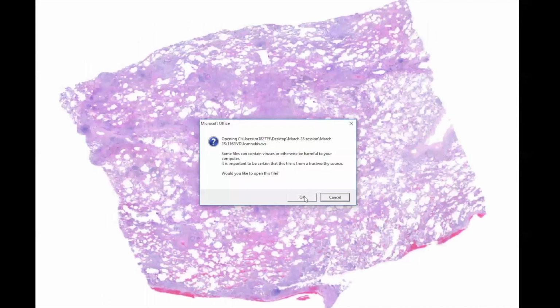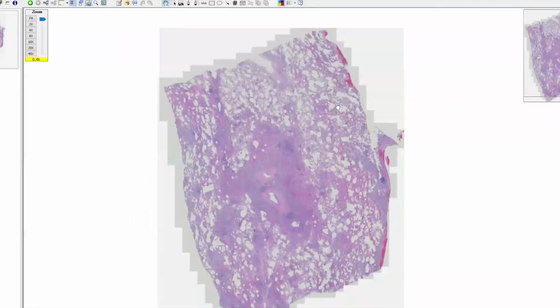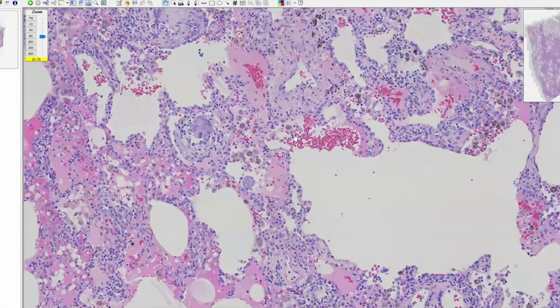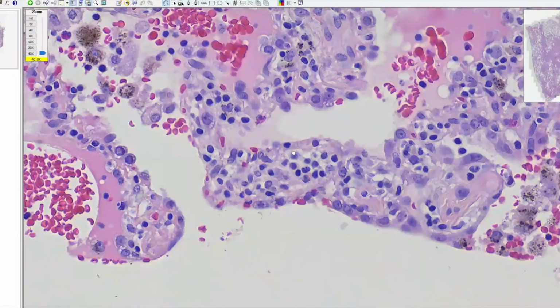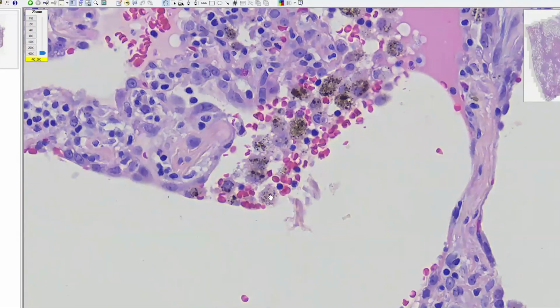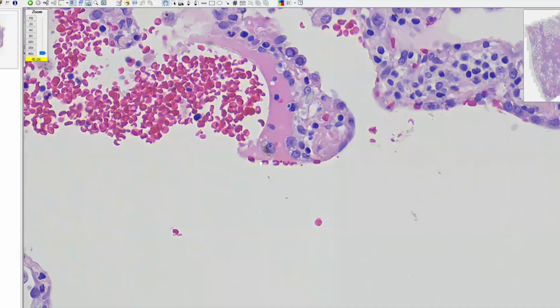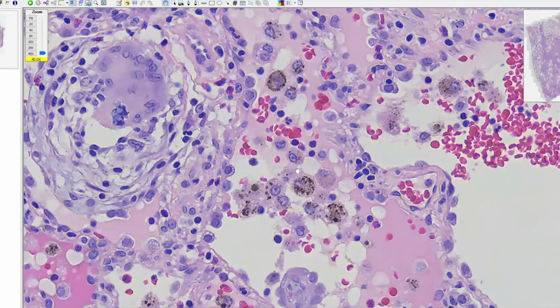Perfect. In this case, I just wanted to bring up an important point, I think, when we're talking about pigmented material in air spaces. In contrast to the previous case of the smoker's pigment associated with cigarette smoking, this pigment looks a little bit different. It's much more of a deeper brown color. It's a little bit chunkier, and it's quite coarse as well.